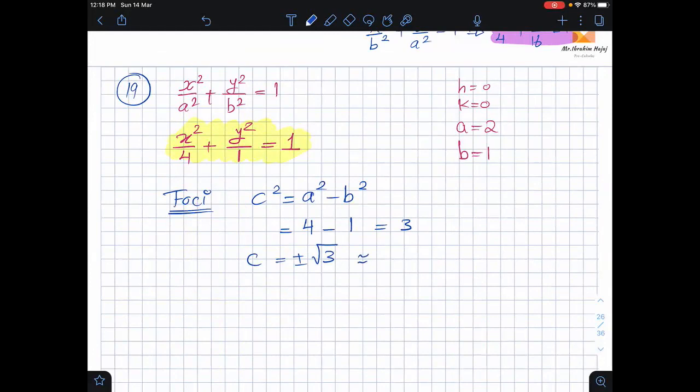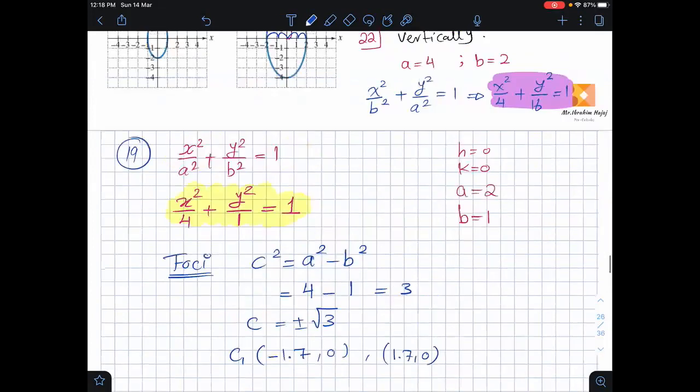Now let's write the coordinates of the foci directly. Negative root 3, 0, which is about negative 1.7 and 0. And the other point, root 3, 0, which is about 1.7 and 0.